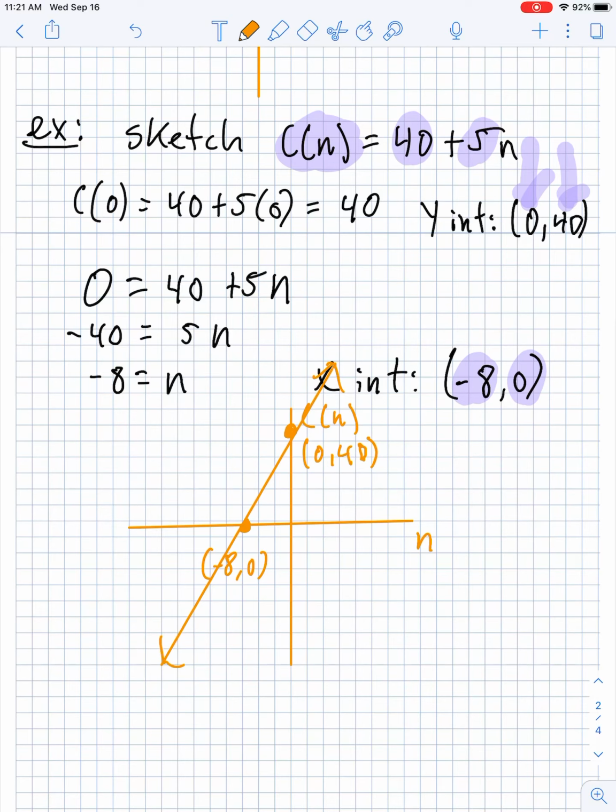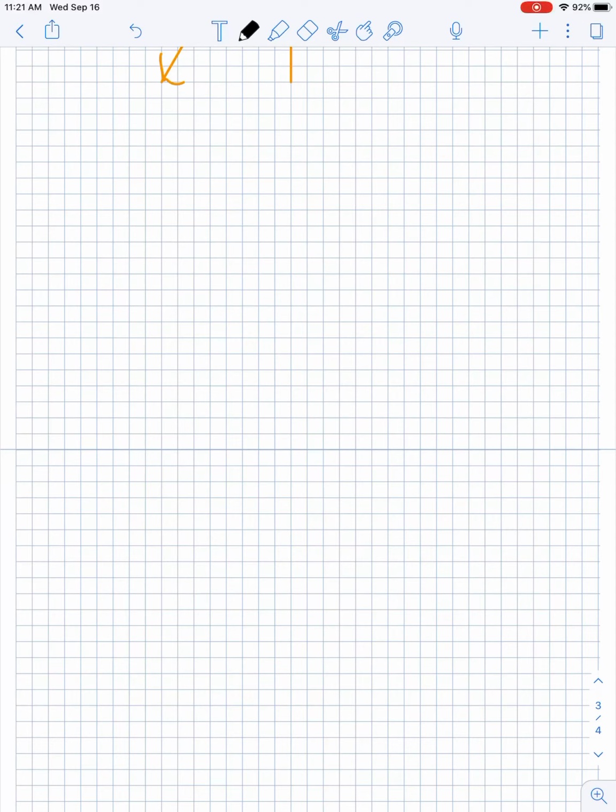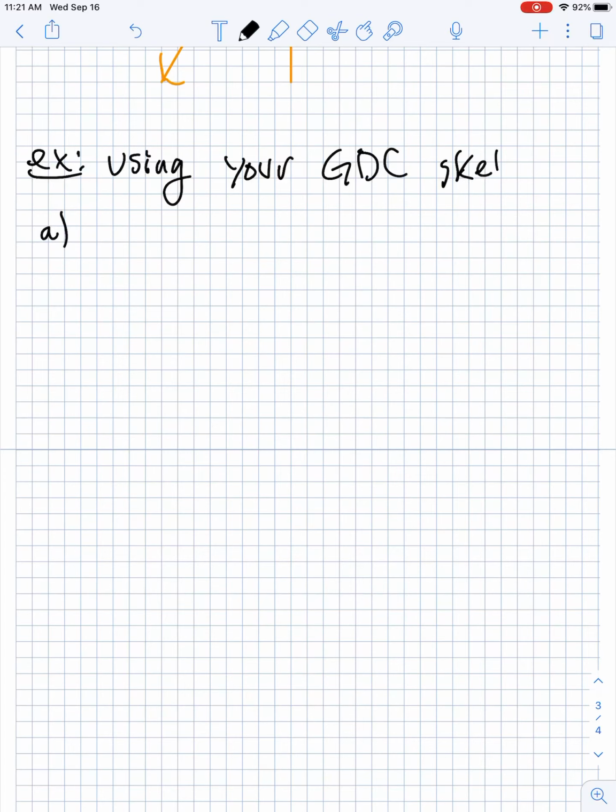Positive slope, uphill. The last thing that they want you to do in this section, it's a pretty small section, is using your GDC, so graphics display calculator. You're going to hit that y equals button in the upper left-hand corner and punch in these equations. So the first one is, using your GDC, sketch a graph.